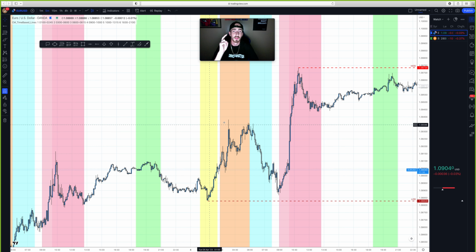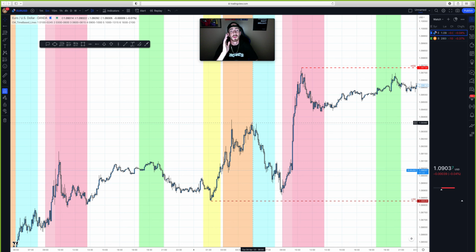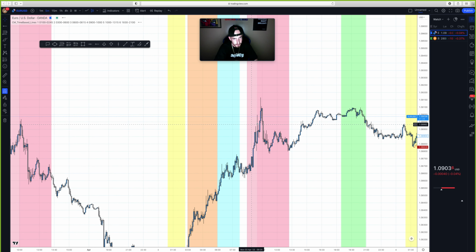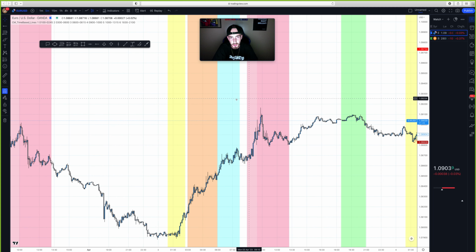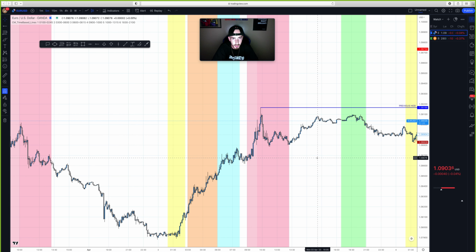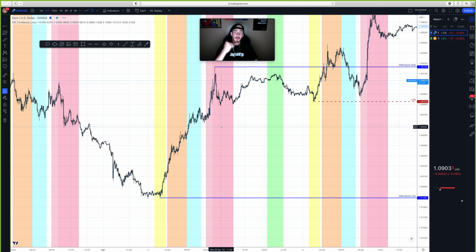So now we're going to draw the previous high and previous low of day, which is going to be two previous trading days, the highest and lowest point coming from Monday. Same exact concept, highest and lowest point from Frankfurt to New York session. This is the previous high of day right here. This is the previous low of day right here, lowest point. Previous low of day.